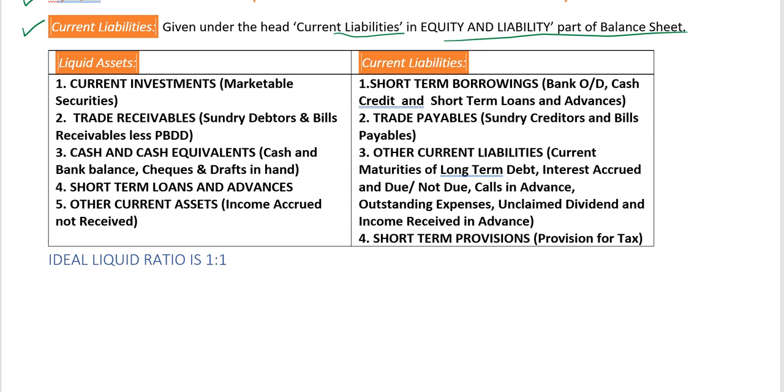Let's check out the items which will come under the head of liquid assets. We will take current investments, otherwise referred to as marketable securities. We will include trade receivables, that is the sundry debtors and bills receivables less the provision for bad and doubtful debts. We will include the cash and cash equivalents, the cash in hand and cash at bank, as well as checks and drafts in hand. We will include the short-term loans and advances and also income accrued under the head of other current assets.